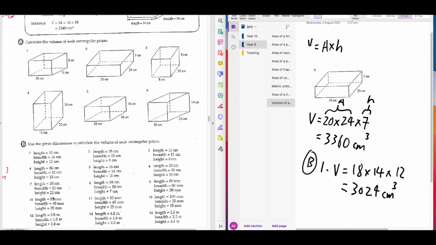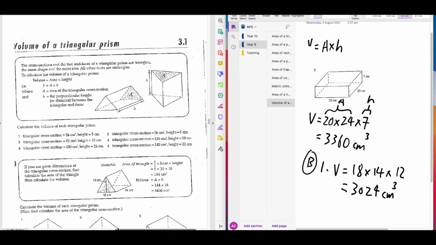Now I'm not going to go through all of these because they're all basically the same thing. The only thing you have to pay attention to is that in some of these questions, it's given to you as millimeters. So your answer should be in millimeters cubed. If it's meters, you write meters cubed. If it's centimeters, you write centimeters cubed.